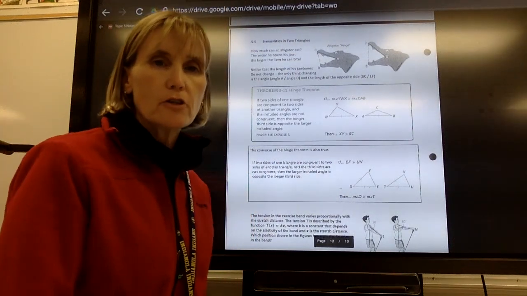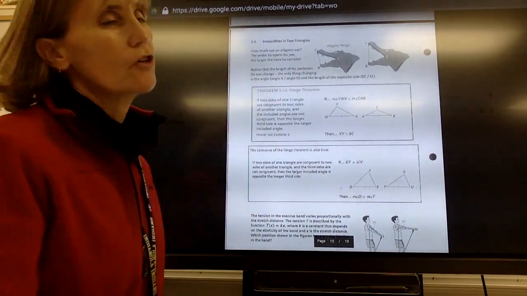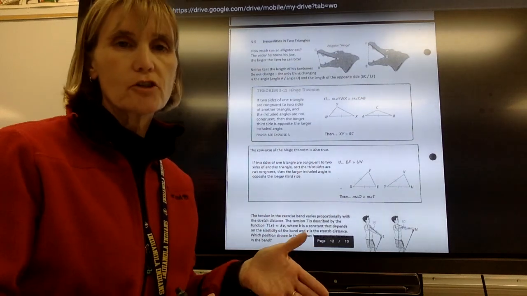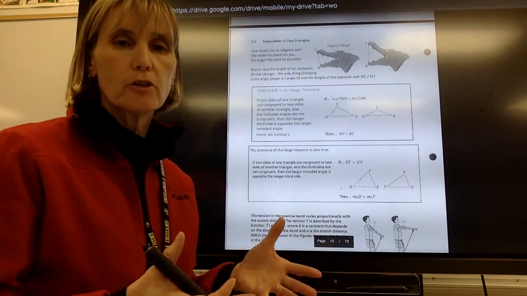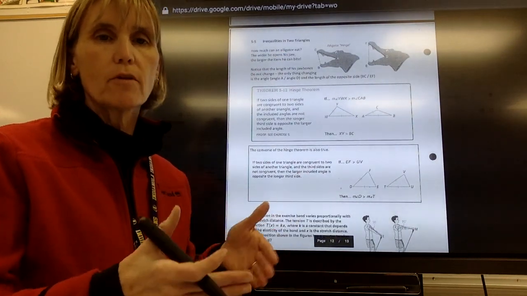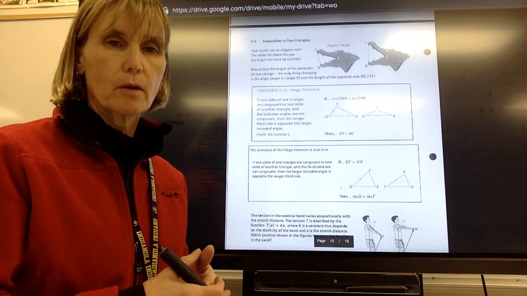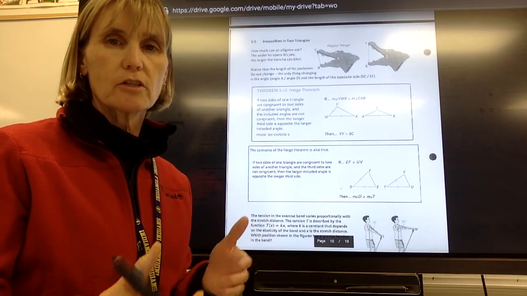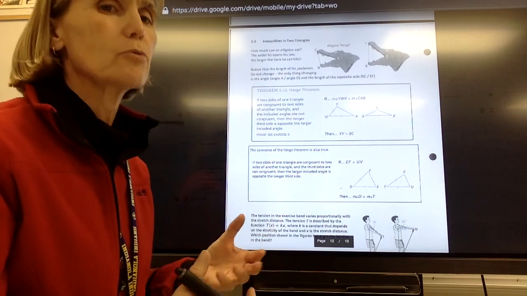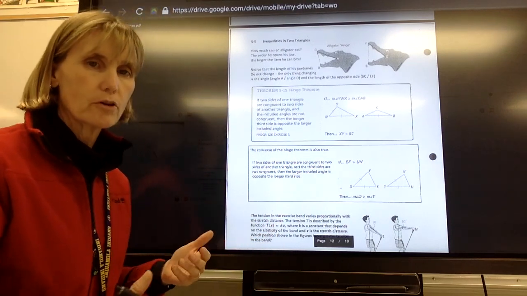Okay, the last section in topic 5 is section 5.5, and it says inequalities in two triangles. So in the last section, we looked at one particular triangle, where the larger angle is, we have the longer side across from it. The only thing that's going to change in this section is now we're comparing two different triangles, and we're trying to compare which of the triangles would have the longer side or the larger angle.